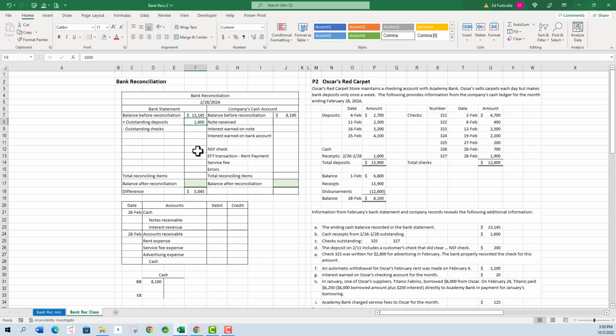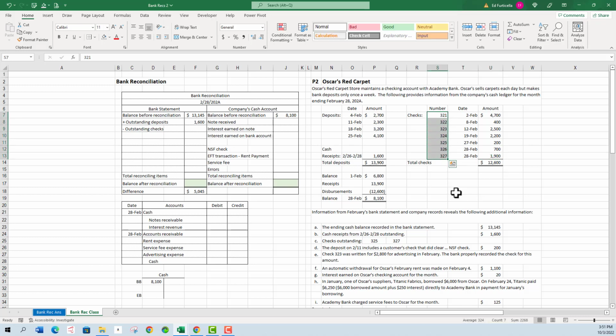So let's add the $1,600 to the left side of the template. Letter C says that checks outstanding are check number 325 for $200 and check number 327 for $1,900. During the month, checks 321 through 327 were written. These two checks are referred to as checks outstanding.